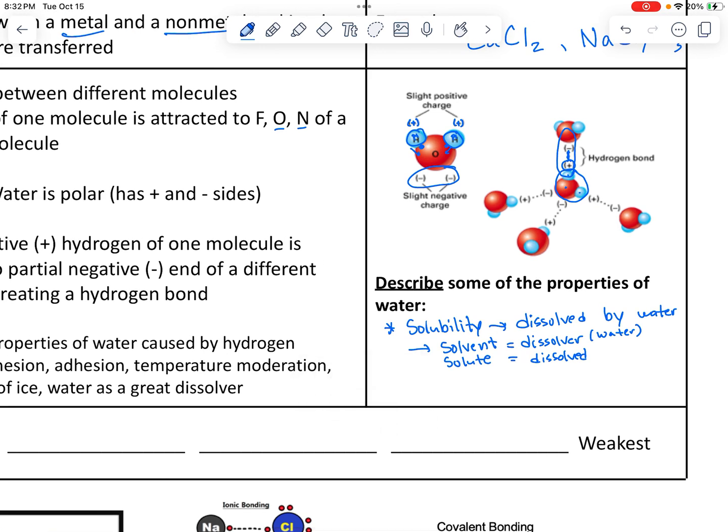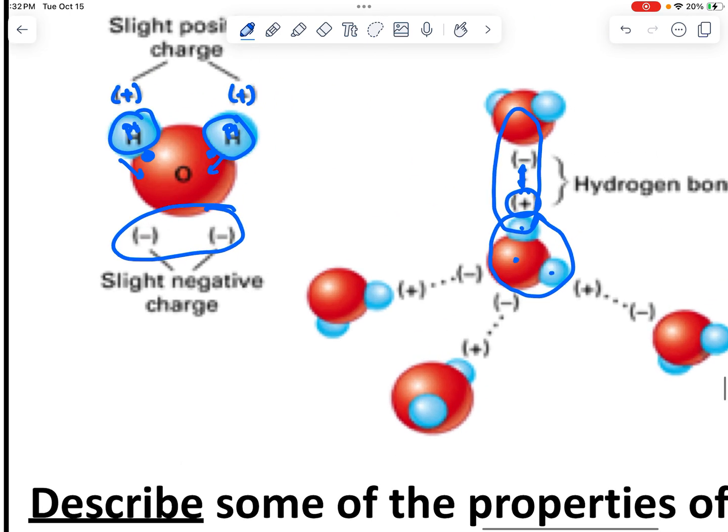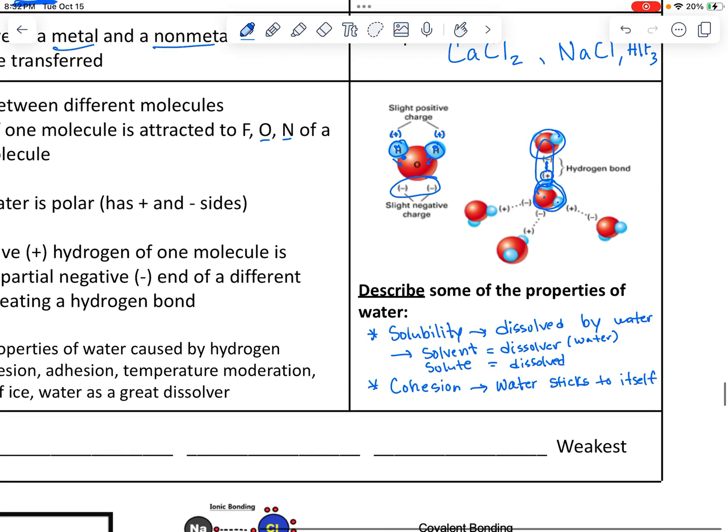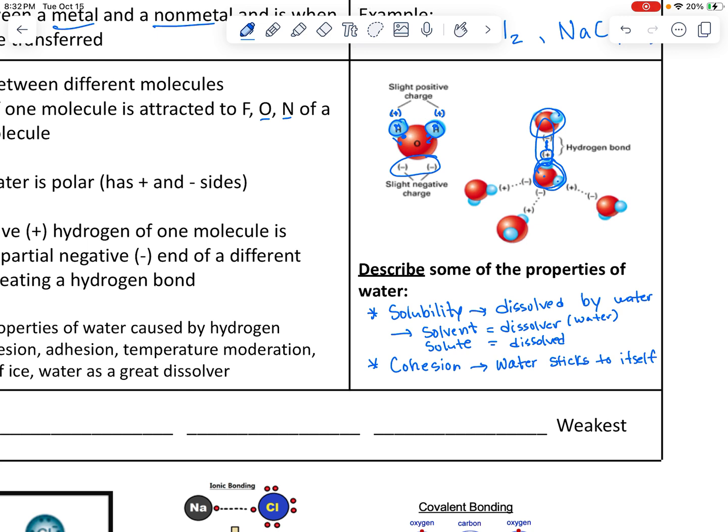Other properties of water: cohesion. So this is how water sticks to itself. We see that with hydrogen bonding above. Like there's cohesion, right? Water sticking to itself. One water molecule is attracted to another water molecule. What do we see in everyday life? Like how do we see cohesion? If you've ever filled a glass of water where it actually goes above the glass and kind of hovers there, that's an example of cohesion.